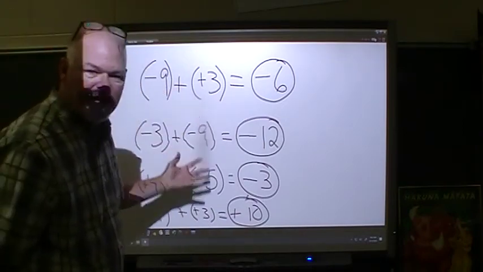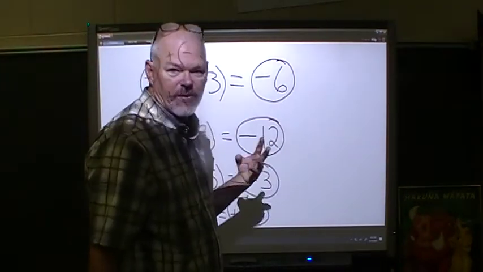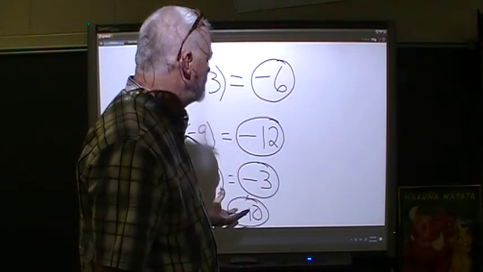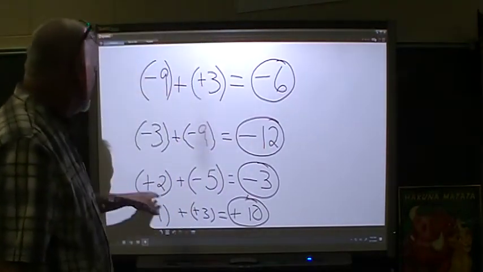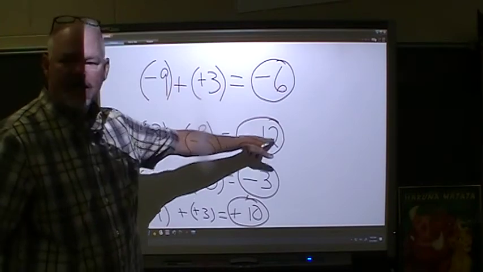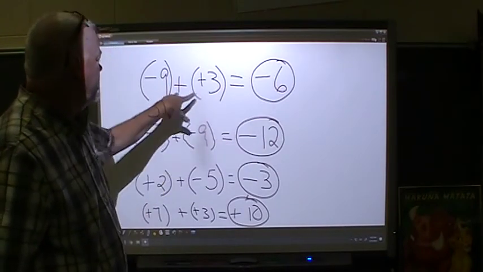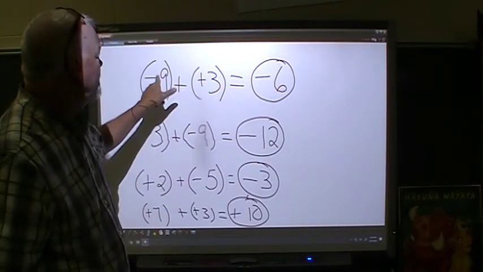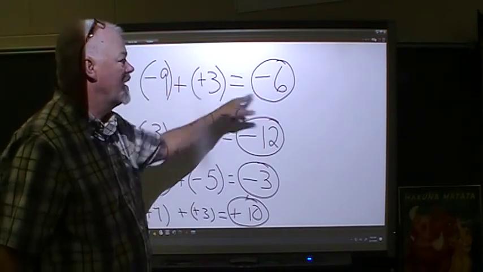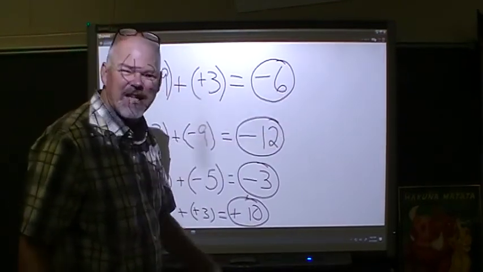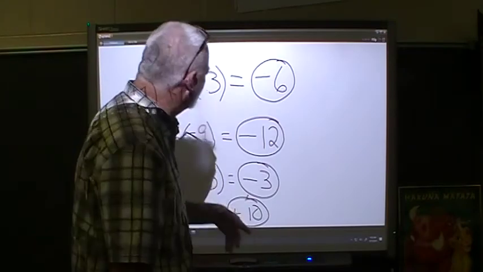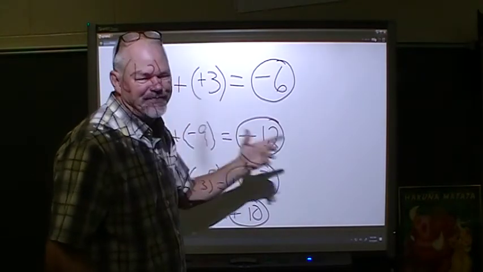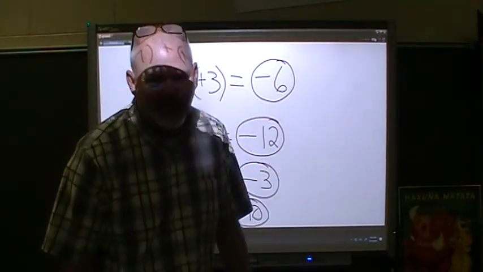Integers, adding integers. Hopefully this was just review, right? But remember, same sign, keep the sign, add them numbers together. Different signs, keep the sign of the bigger, and you got to subtract to get your answer. Isn't that crazy? We got to subtract to get the answer to an addition problem. But that's the way integers work, right?